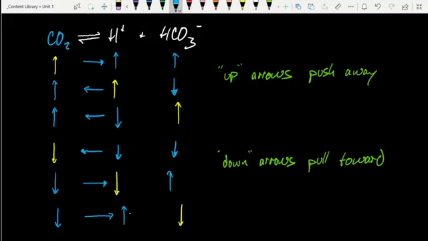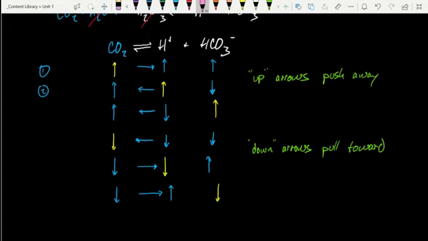Now, for physiology students studying acid-base balance with the kidney and with the lung, there's a couple of things I want to point out. Of course, carbon dioxide is regulated by the lung. H+ and bicarb ion are regulated by the kidney. Two key things to note.